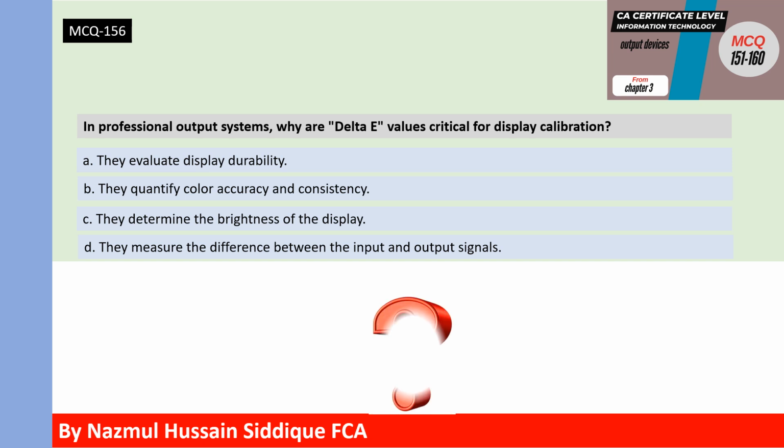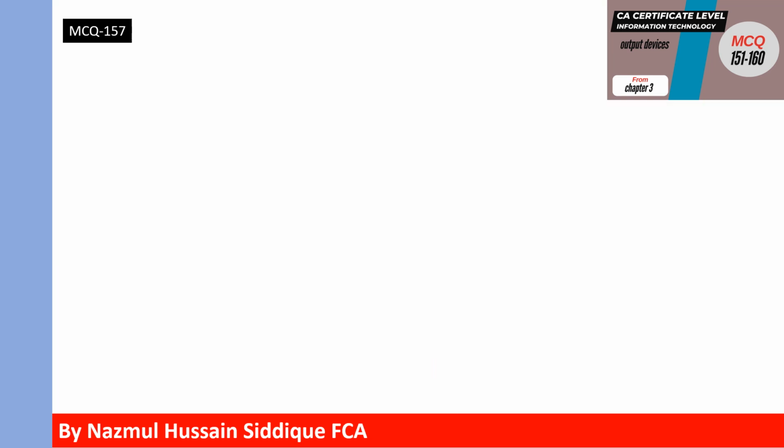Which one is the correct option? The correct option is B. They quantify color accuracy and consistency. That is why delta E values are critical for display calibration.